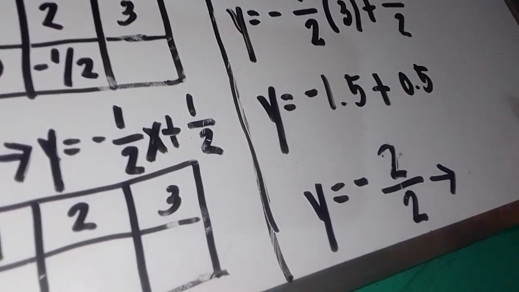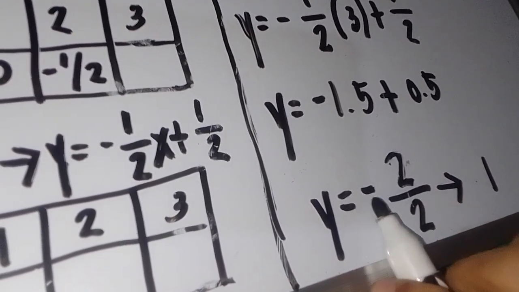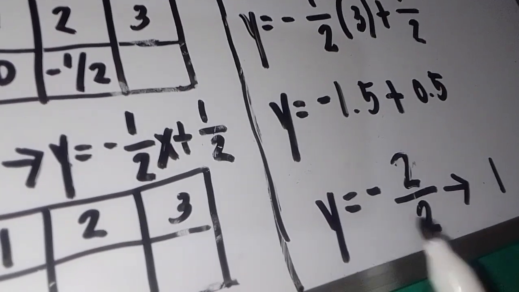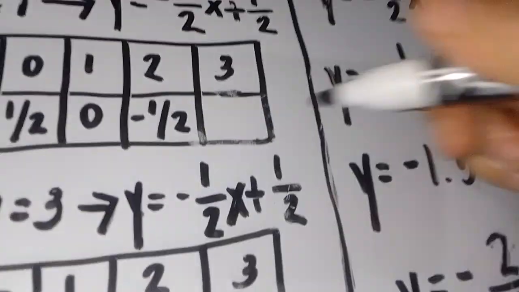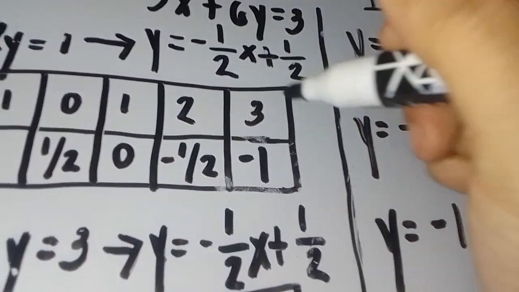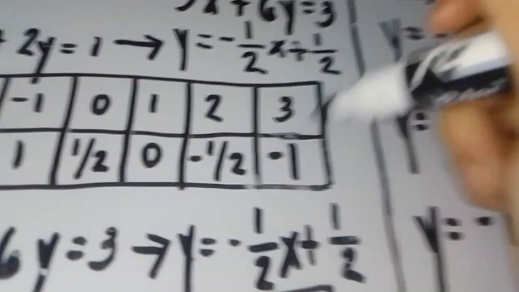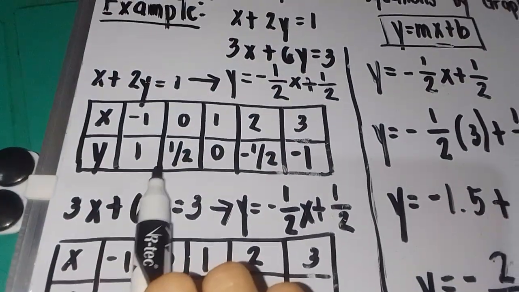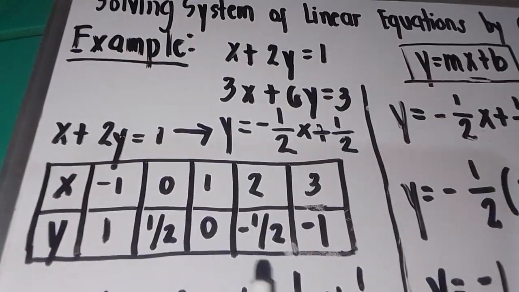2 divided by 2 is 1. And remember, panunin mo sa sign. Kaya negative divided by positive is negative. So, your final value is negative 1. If your x is 3, your y is negative 1. So, kompleto na nga to ang table para sa first linear equation.